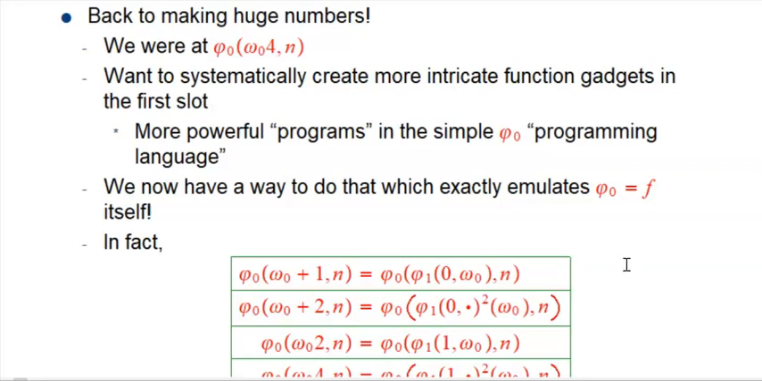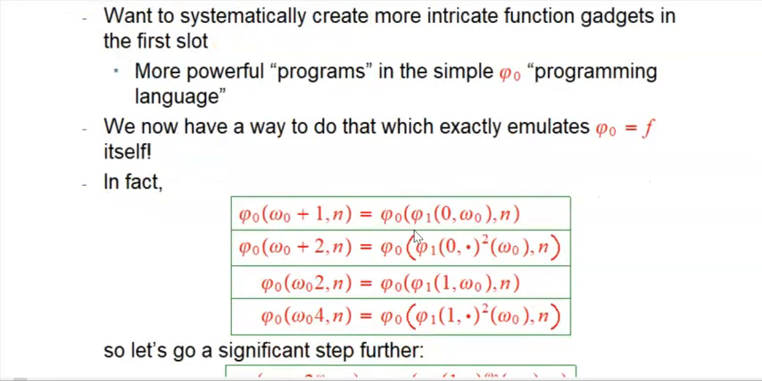Now let's get back to making huge numbers with our new flexibility in creating gadgets for the control slot. So we had barely gotten to omega naught times 4 as a control. Remember, this is our new name for F, the standard base level fast growing hierarchy. And so we want to do it more systematically, create groovy stuff here. And we've really been doing this already, right?